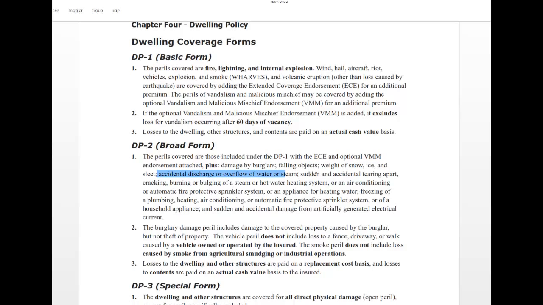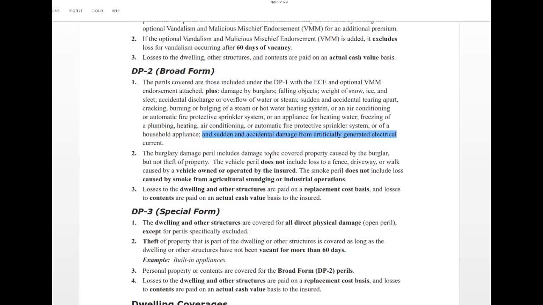And water or steam suddenly and accidentally tearing apart or cracking the building, burning, bulging of steam, hot water, sprinklers, freezing of plumbing, heating, fire protective sprinklers or household appliances, and the sudden, and this is always the key word, sudden accidental damage from artificially generated electrical current. Okay, burglary includes damage to the covered property caused by burglars, but not theft of the property. If you have something protected in the garage or some sort, that's how I read it.